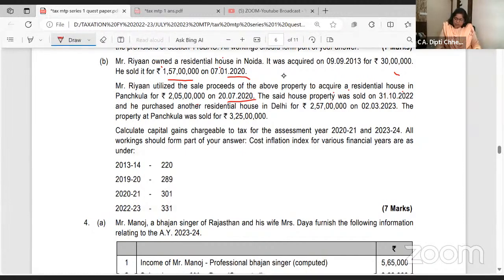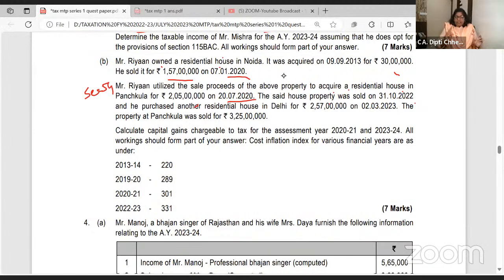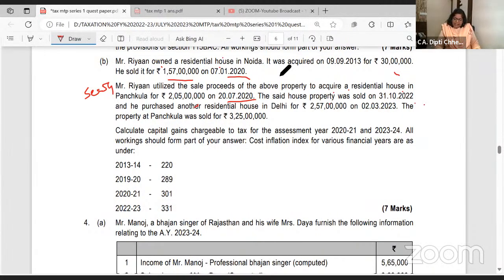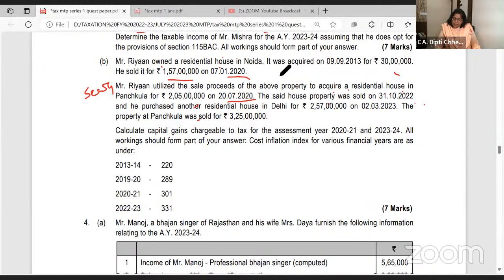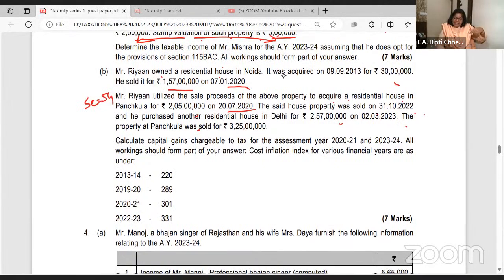Now, said property was sold again on October 22. Oh, you have sold the house, purchased the house. So, section 54 ka exemption liya. Fir exemption revoke ho gaya. So, the said property was again sold. And the said house was sold on 31st October 22, and he purchased another residential house in Delhi. Kya kar raha hai? He's selling one house in Noida and buying another house in Panchkula. So Panchkula he is taking a deduction. Ab Panchkula ka ghar bech ke, he has again purchased the house in Delhi. So capital gain is revoked.